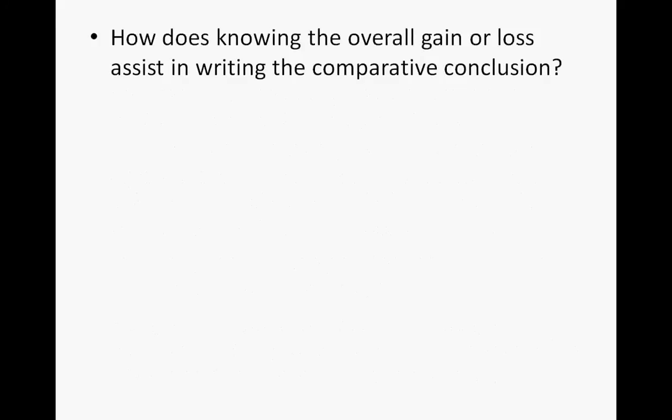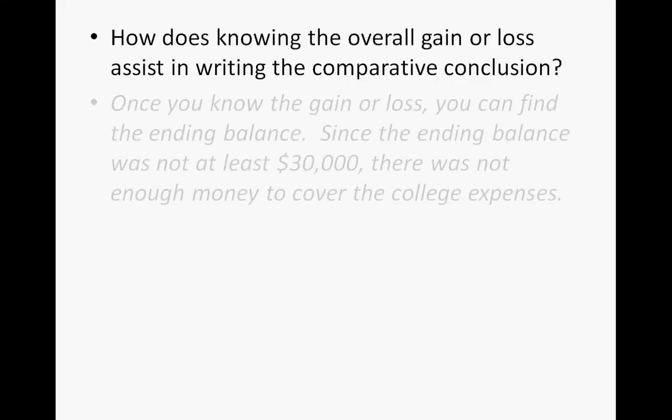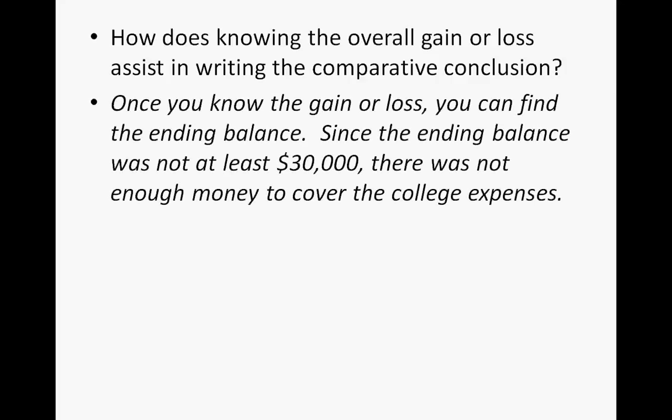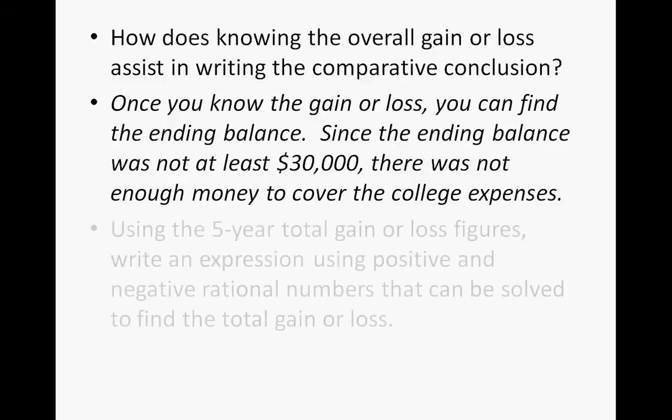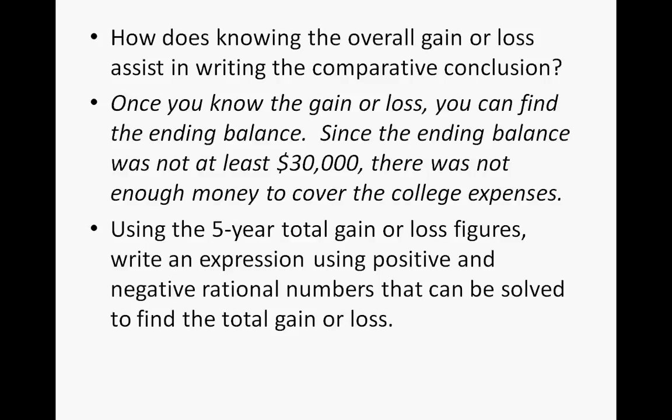So how does knowing the overall gain or loss assist in writing a comparative conclusion? Well, once you know the gain or loss, you can find the ending balance. Since the ending balance was not at least $30,000, there was not enough money to cover the college expenses. So using the 5-year total gain or loss figures, write an expression using positive and negative rational numbers that can be solved to find the total gain or loss.